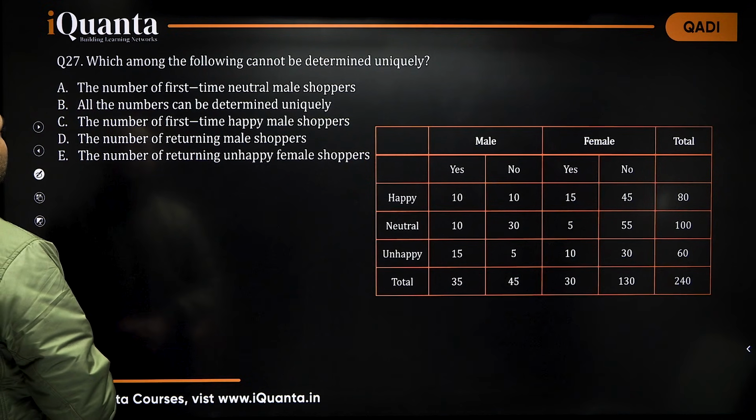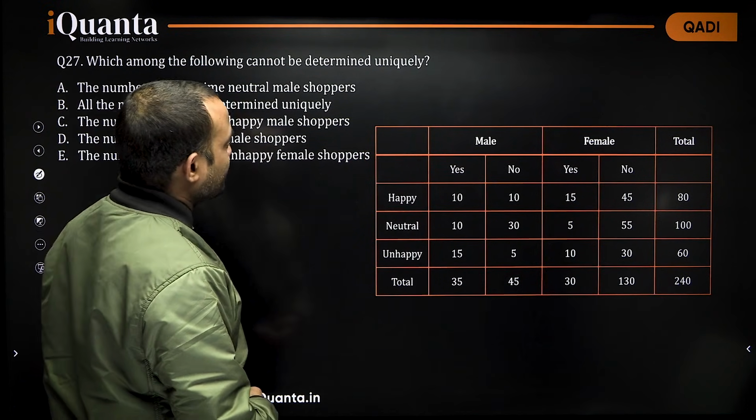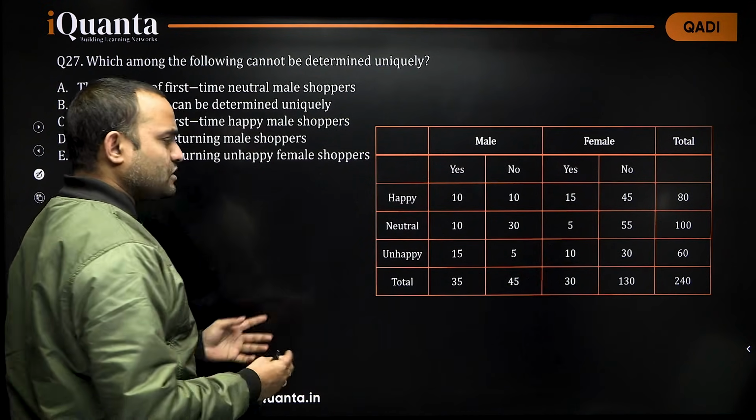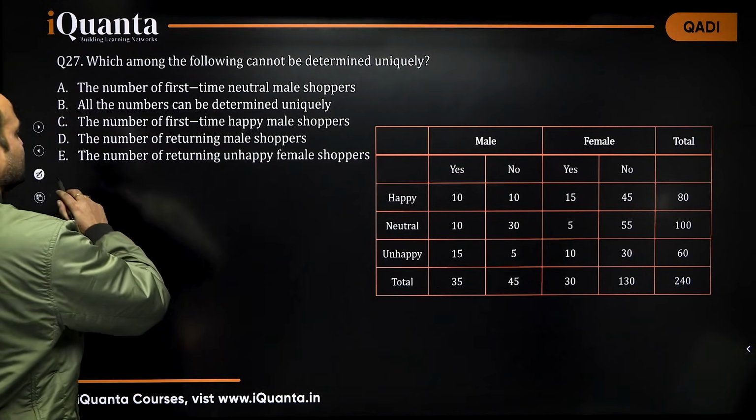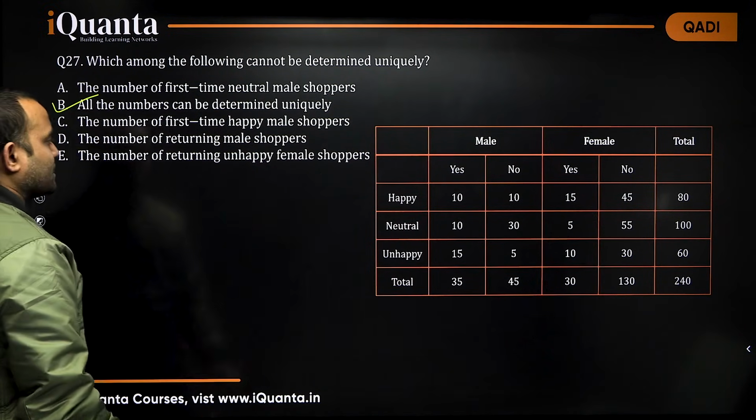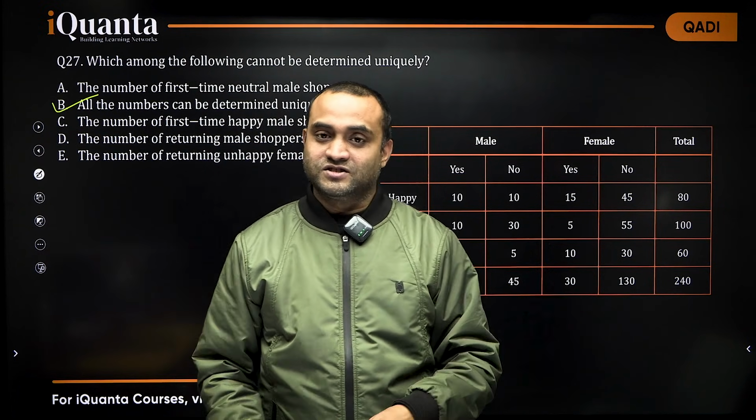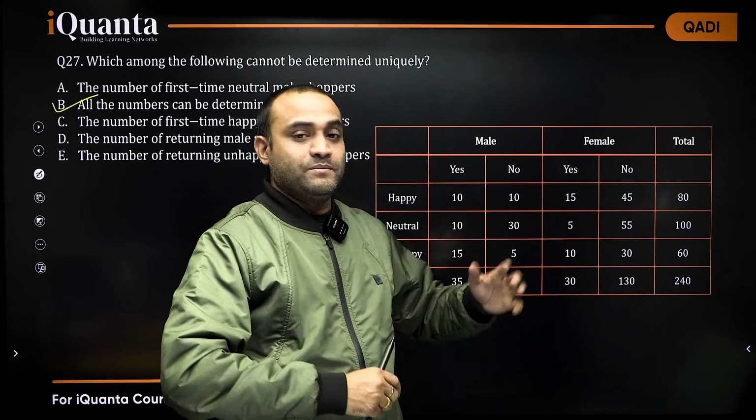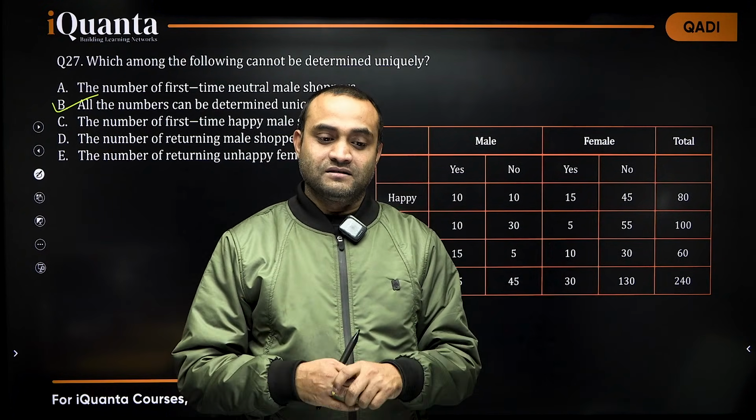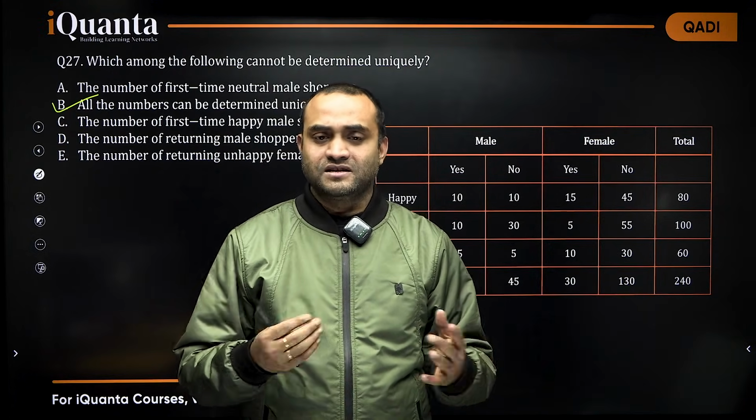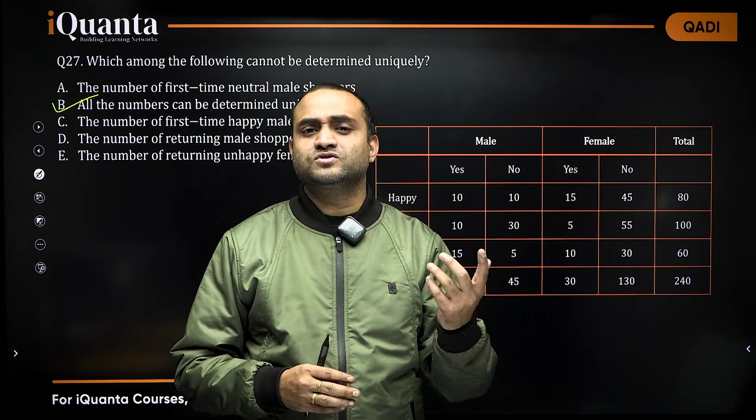Question number 27. Which among the following cannot be determined uniquely? All the values can be determined uniquely, right? So all the numbers can be determined uniquely. And that's the end of this set. If you draw the proper table in this set, then it's very easy, right? You can solve it within 6 to 7 minutes. That's it.